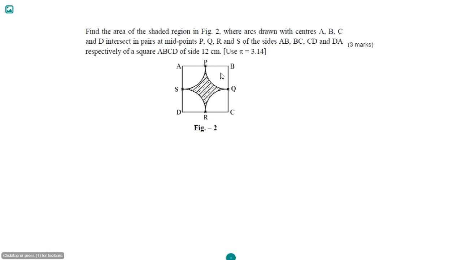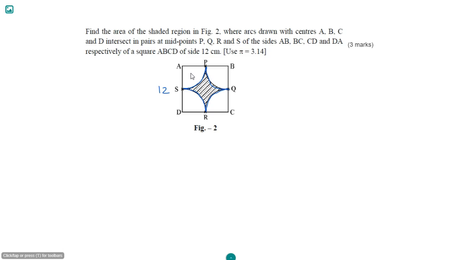You know that ABCD is a square of side 12 centimeters. So that's 12. AD is 12. And all of these arcs, these 4 arcs, have been drawn with the vertices of the square as center. A, B, C, D. So the centers of those 4 arcs are A, B, C and D.